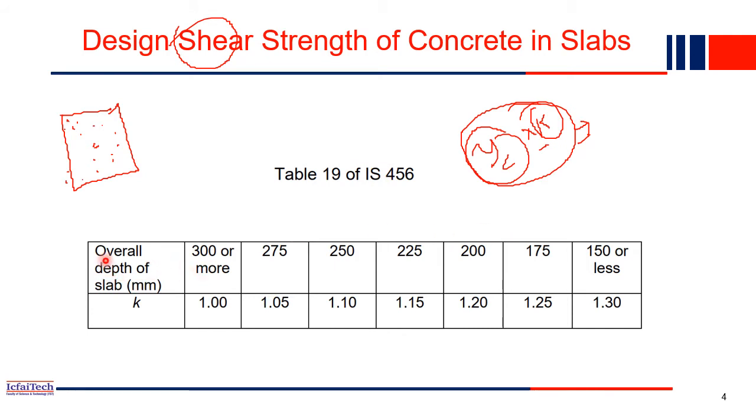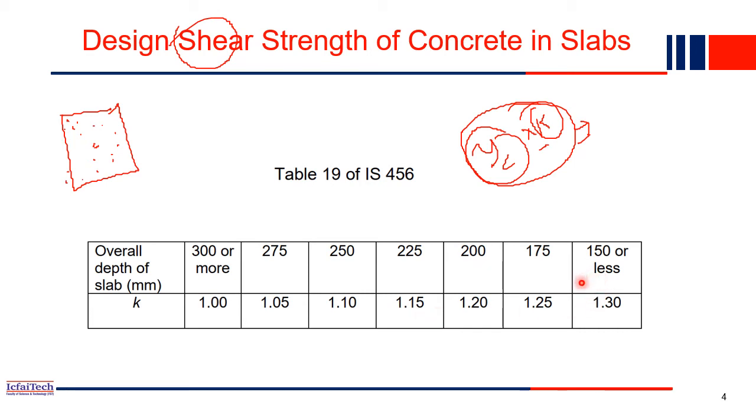So now if the overall depth of the slab is more than 300 mm, so you can imagine the slab thickness, if it is more than 300 mm, then the K value is 1. But if you reduce the slab depth, if the overall depth of the slab is 275 mm, in that case the K value is 1.05.